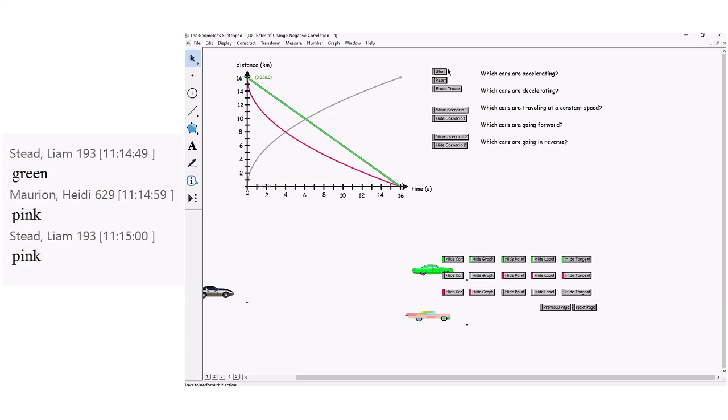All right, so we're going to play this scenario just so you can see. We had green and pink moving backwards, and we had gray moving forwards. Play it one more time. Green is constant rate of change. Pink and gray were decelerating. Show that to you one more time.